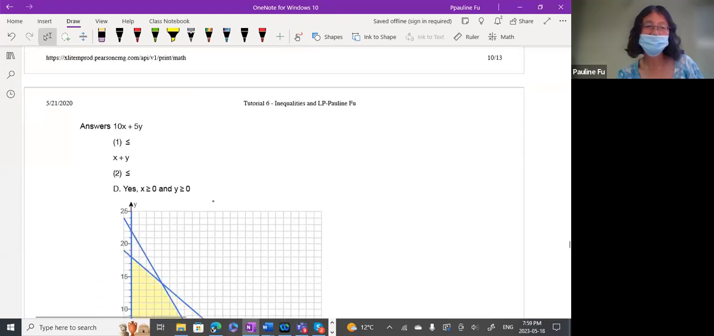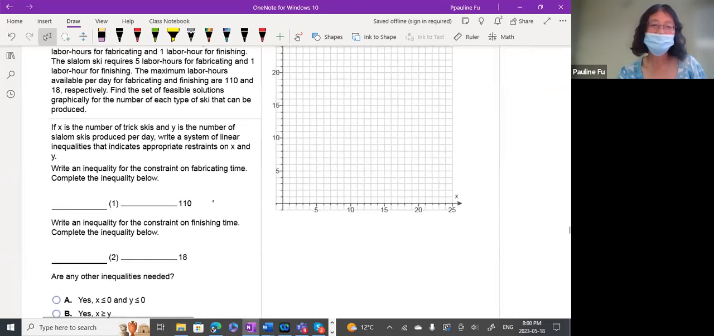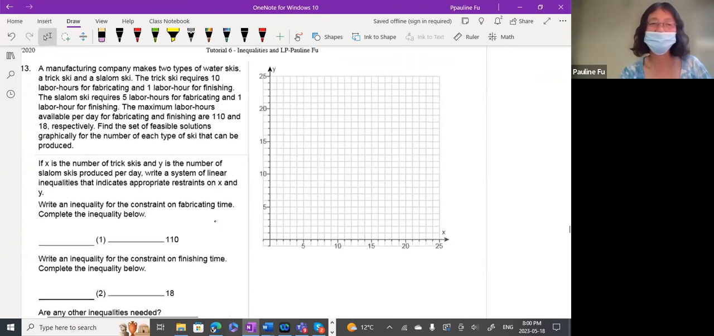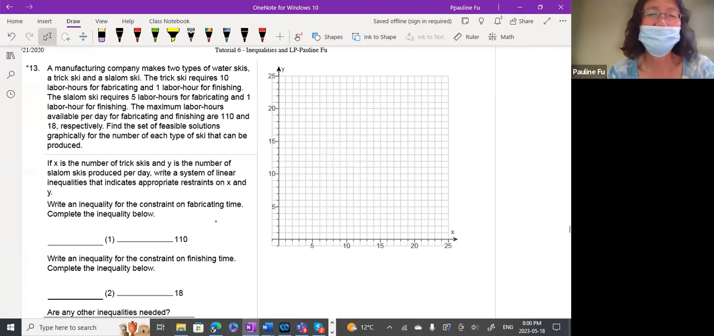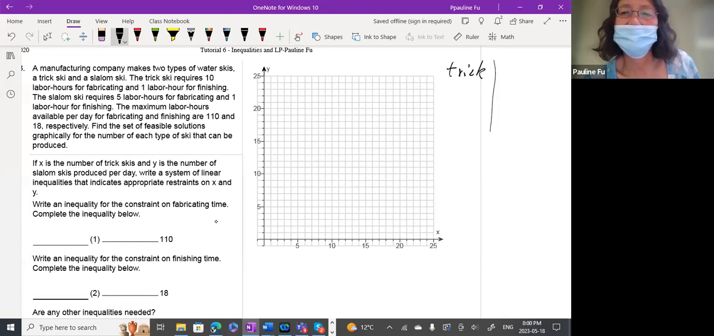Question 13. Okay, let's do question 13. The problem is, how do you translate this description into a mathematical expression, okay? So I give you a few moments to digest the question. Make two types of water skis, a trick ski and a slalom ski. So there are two skis, trick ski and slalom.